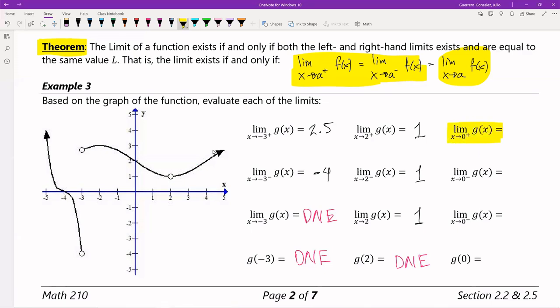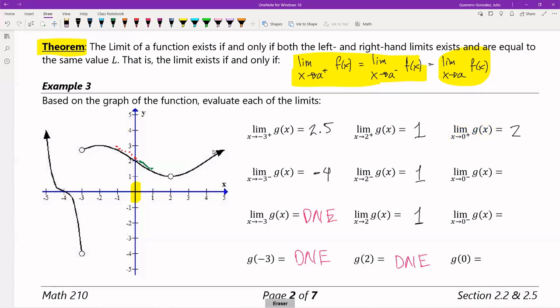The limit as x approaches 0 from the positive side. Okay, so we want to approach 0. We want to approach the origin, right? From the positive side. So, dot, dot, dot, dot, dot. Those y values look like they're going toward 2, right? From the negative side, dot, dot, dot, dot, dot, dot, right?